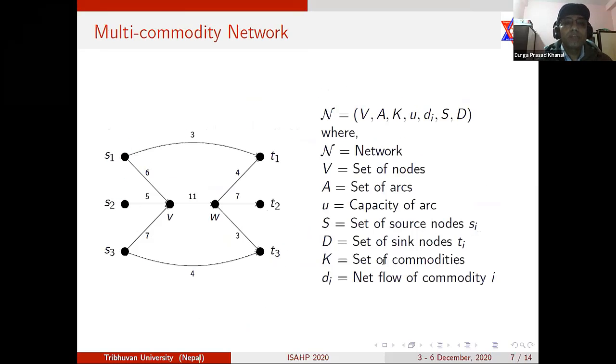This is a sample of the network model. This is a multi-commodity network. Multi-commodity means we are taking care of multiple commodities. In this example, we can see 3 commodities. Commodity 1 transits from S1 to T1, commodity 2 from S2 to T2, and commodity 3 from S3 to T3. We denote the network by N. V is the set of vertices, A is the set of arcs, K is the set of commodities we use here, and U is the capacity of the arcs as seen in the figure. The numbers indicate the capacity of the arc. G_i are the net flows of the commodities, and S and D are the sets of sources and sinks respectively.